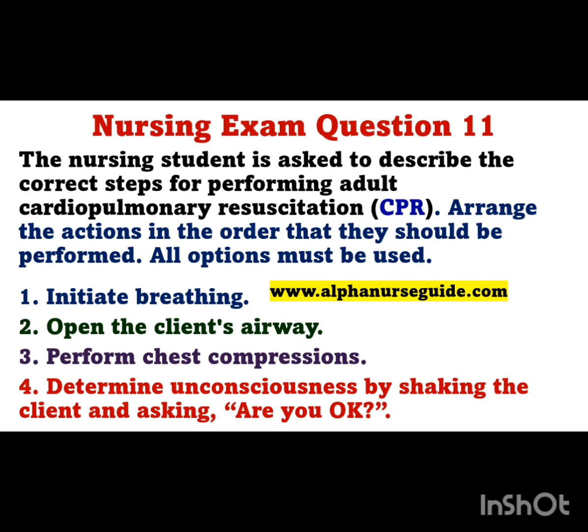The nursing student is asked to describe the correct steps for performing adult cardiopulmonary resuscitation. Arrange the actions in the order that they should be performed. All options must be used. 1. Initiate breathing. 2. Open the client's airway. 3. Perform chest compressions. 4. Determine unconsciousness by shaking the client and asking, "Are you okay?"